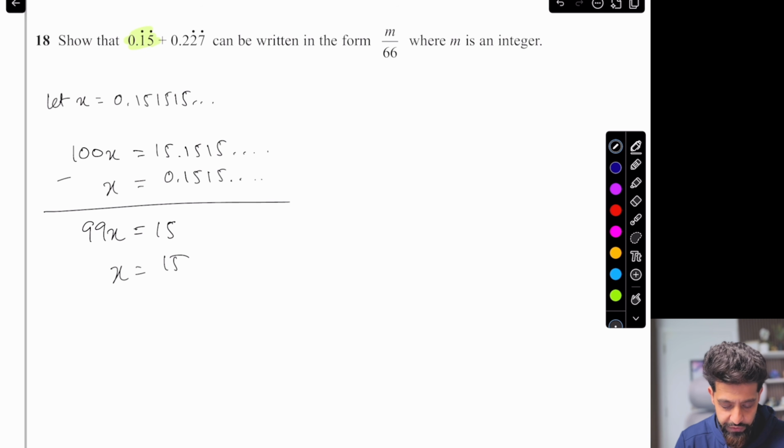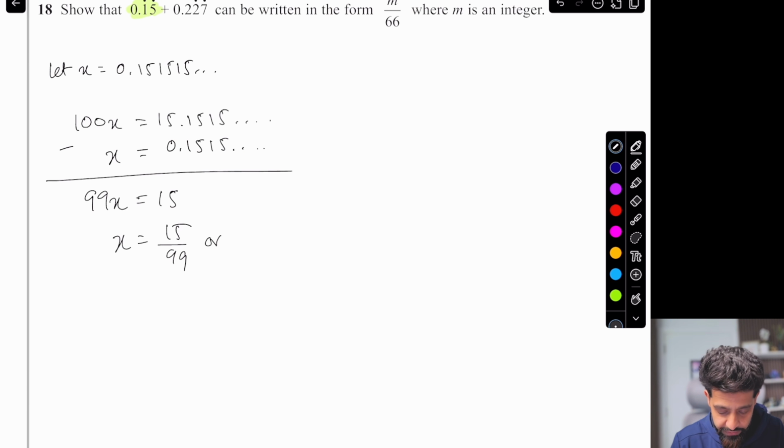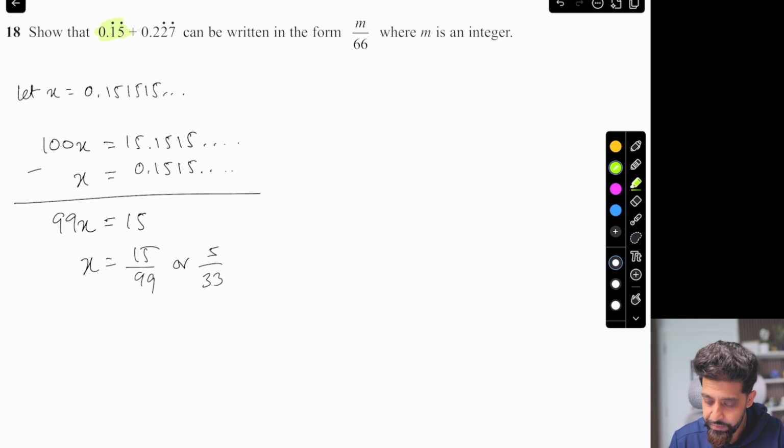So you get x is equal to 15 over 99. You can simplify that as well. So that can be divided by 3. So you get 15 divided by 3, which is 5. 99 divided by 3, which is 33. Okay, leave that there. For the second part, this one, you do the same thing.